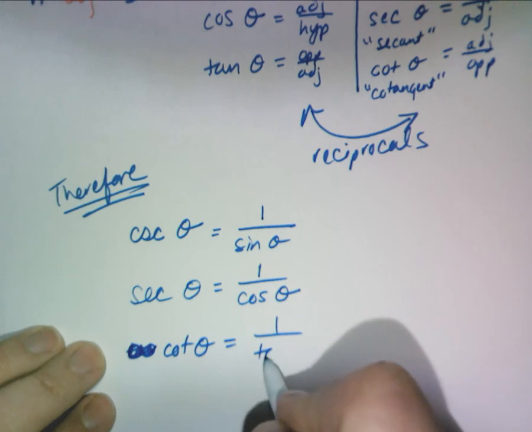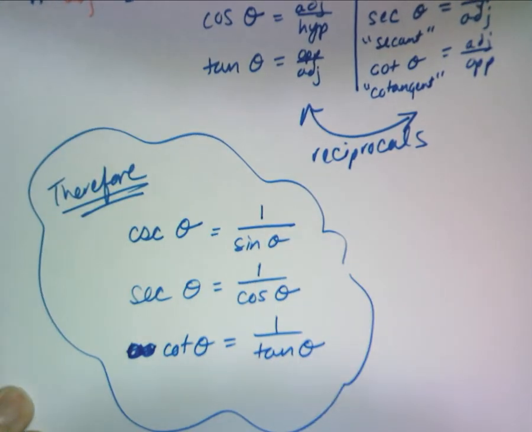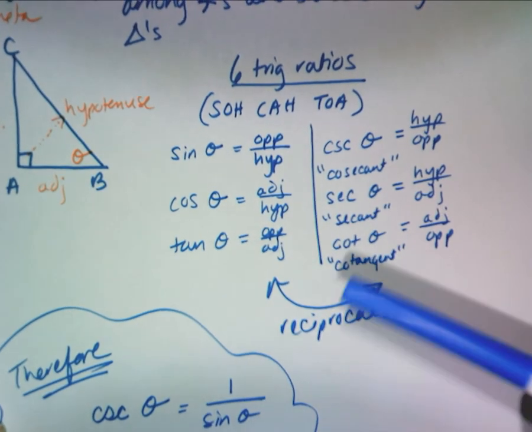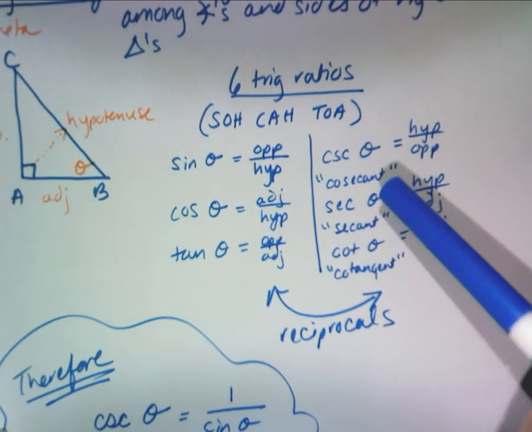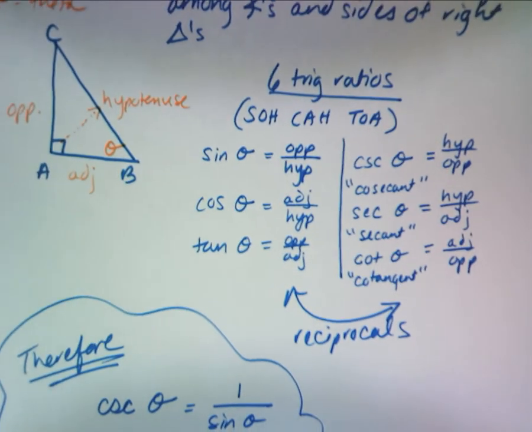I would do 1 divided by tan. These are how you find the answers from your calculator, okay? And we'll get to that in a minute. So the biggest thing you need to know are these 6 trig ratios: sine, cosine, tangent, cosecant, secant, cotangent, okay? They're just reciprocals, and I'm going to show you how to do that right now.